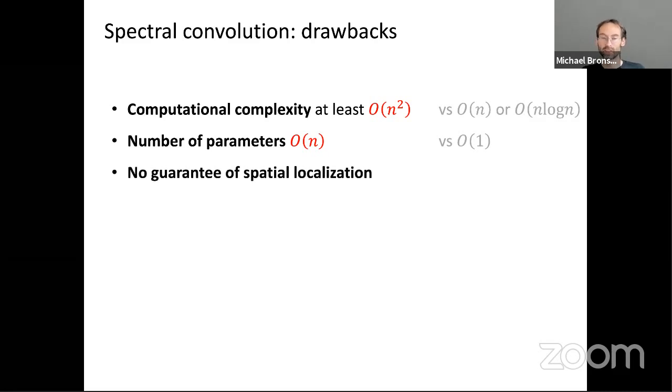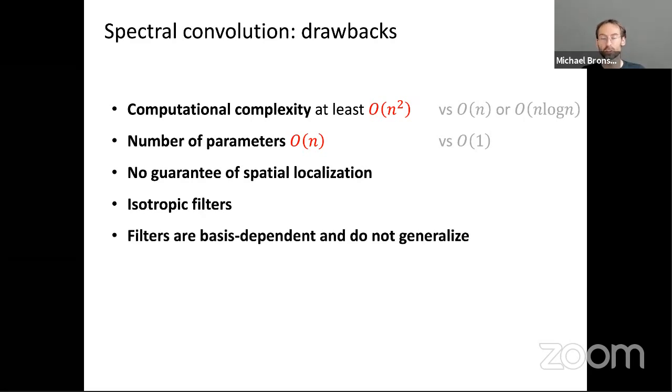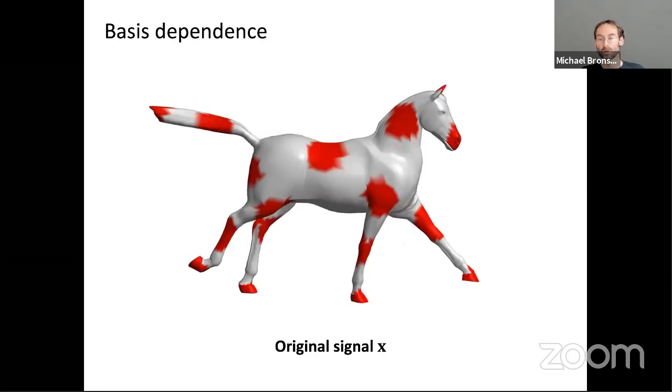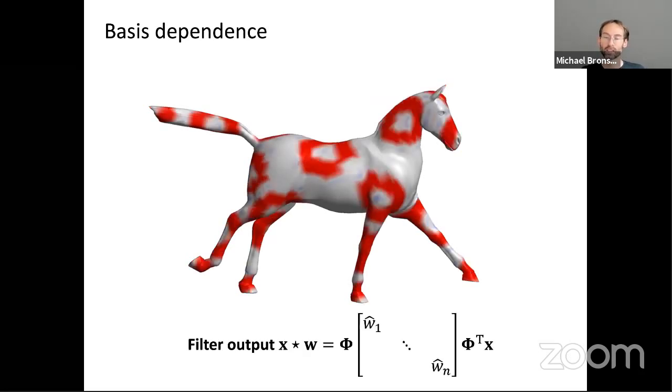We also have some nasty things like no guarantee of spatial localization because the filters are designed in the spectral domain, and the filters are isotropic, so there is no notion of direction. And probably the worst, the filters are basis dependent, so they don't generalize across domains. And let me visualize this latter problem. So here we have a manifold. We have some function defined on it. I design a filter that does a kind of edge detection in the frequency domain. So I compute the Fourier transform, basically multiplying by the eigenvectors of the Laplacian of this horse, multiply then by the diagonal matrix of weights, and then compute the inverse Fourier transform.